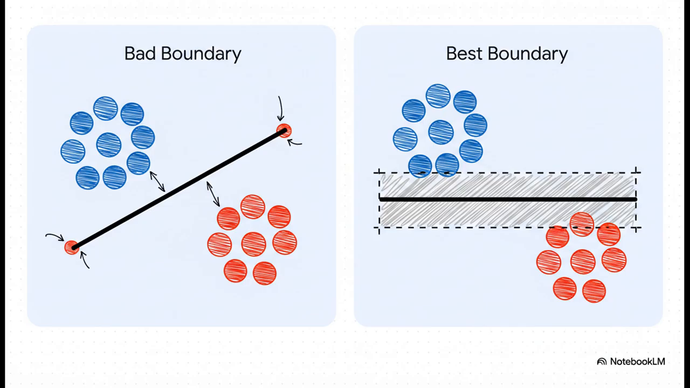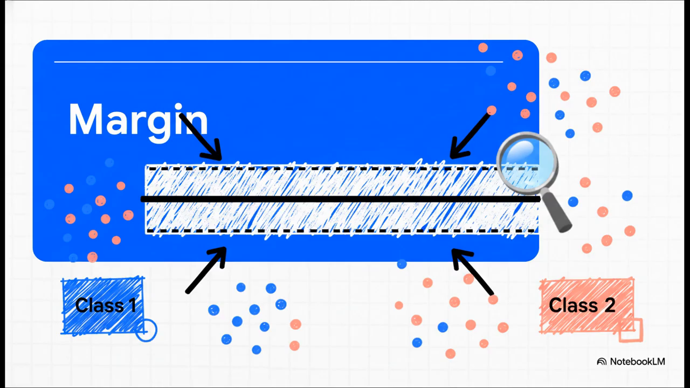But take a look at the road on the left. It's kind of hugging those data points pretty closely. There's not a lot of breathing room. In SVM, it's not interested in just any road. It is on a mission to find the best road, the one that stays as far away as possible from the closest apple and the closest orange. It wants to build the widest, safest path imaginable. And you know what? We actually give this widest street a technical name. We call it the margin.